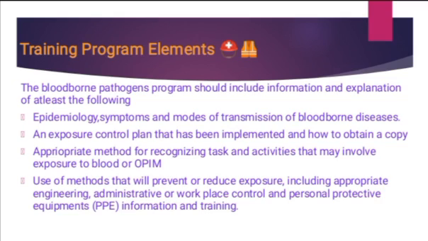Then also the appropriate methods for recognizing tasks and activities that may involve exposure to blood or other potentially infectious materials. Understand how to know the jobs that are associated with blood and such materials. They should all be easy to recognize, and every employee should know that the task he or she is going to get involved in may involve possible exposure. So the employee should be made to recognize the dangers associated with their work. There is also the use of methods that prevent or reduce exposure, including appropriate engineering, administrative or workplace controls, personal protective equipment, information, and training. All these various methods to reduce exposure should also be made known and put into practice as well.